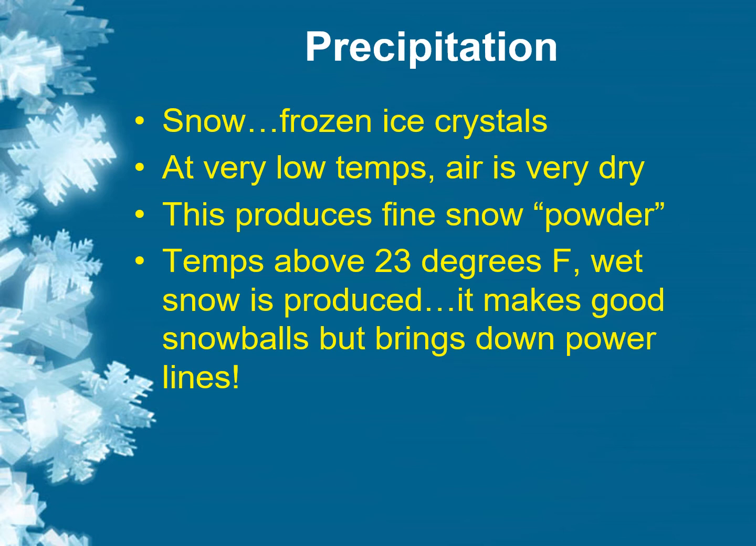Frozen ice crystals. So at very low temperature, the air is very dry. So when the air is really cold, but it can still snow, that's when you're going to get what they call powder, a fine snow. Temperatures below 23 degrees Fahrenheit in general, if it snows, you get that powdery snow that the skiers love. But if it's above 23 degrees Fahrenheit, it makes a wet snow.